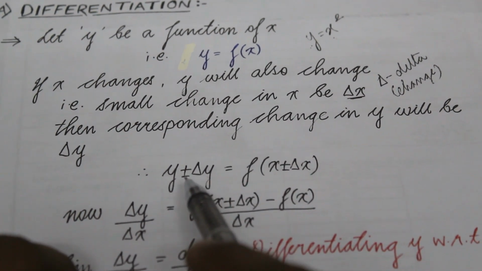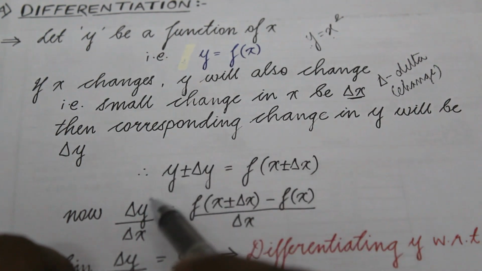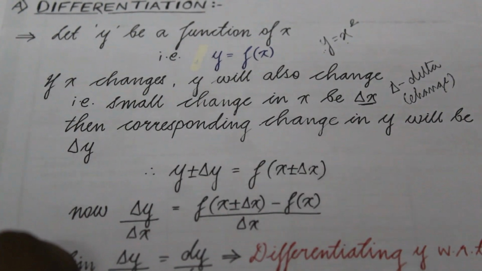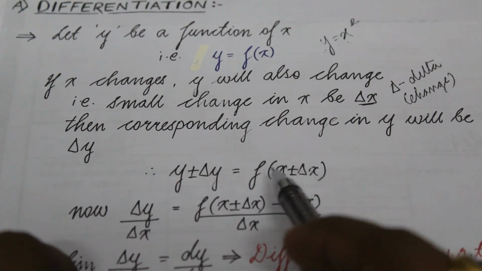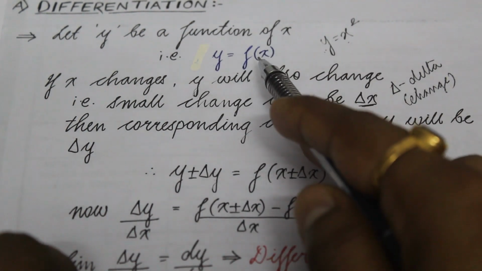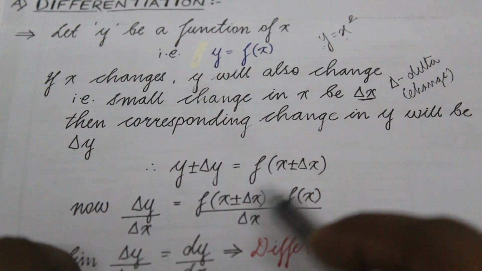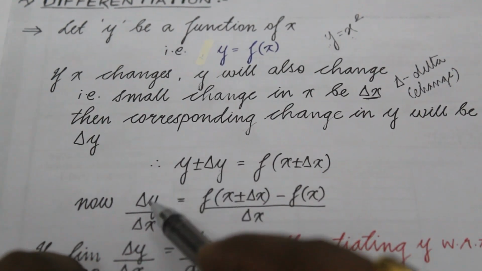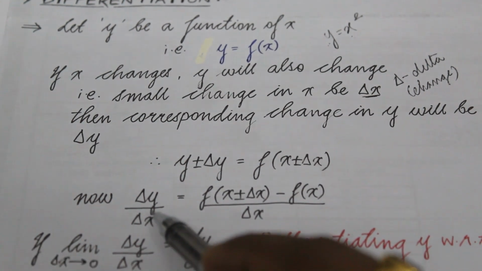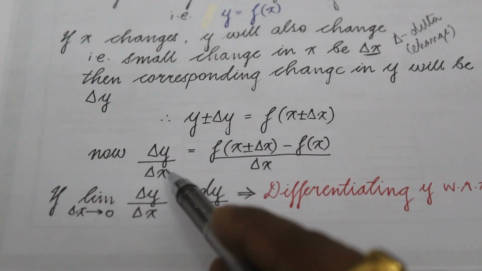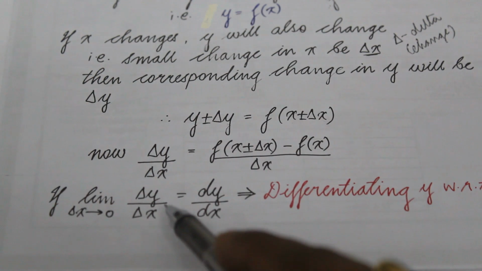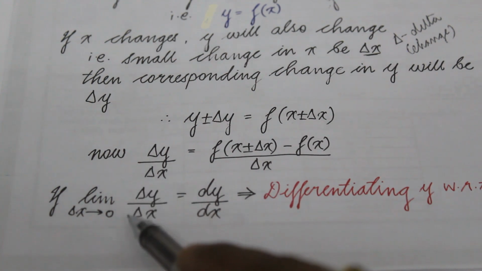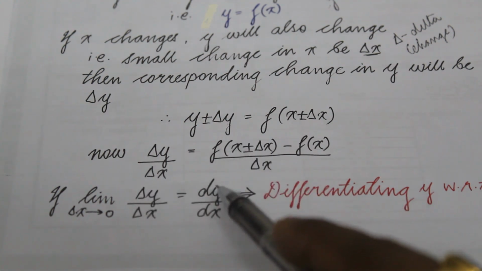Now if I need to find out change in y with respect to change in x, then how can I find out? So delta y by delta x will be equal to f of x plus delta x minus f of x upon delta x. So this is a way of finding out change in y with respect to change in x. What if change in y and change in x are very small? So it is written as limit delta x tends to 0, meaning change in x is not 0 but it is very small. Then instead of writing delta y by delta x, we write dy by dx.